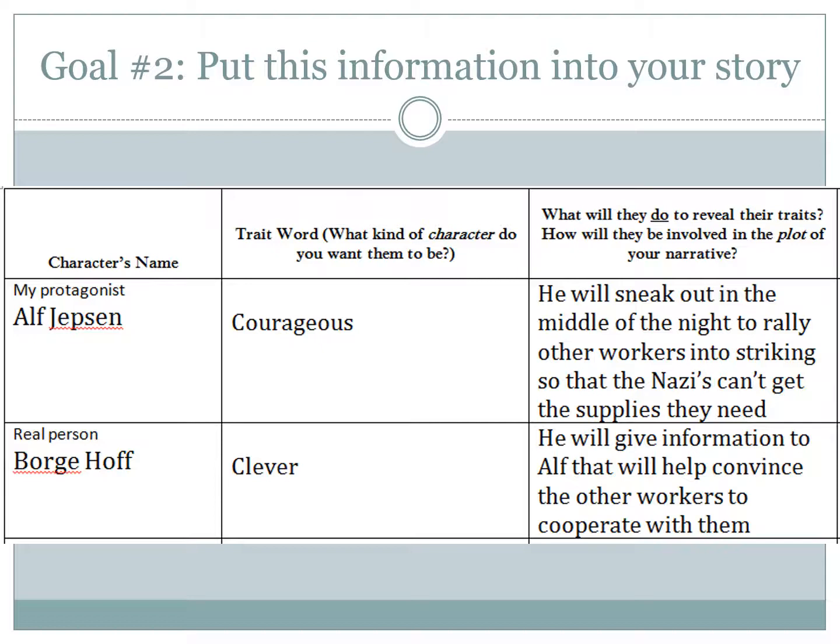This chart is from the character planning worksheet. In the first row, I talked more about my fictional courageous character. I decided to research Danish names and came up with Alf Jepsen. Even though Alf is a fictional character, I'm having him participate in a strike that actually happened in history. Borg Hoff is a minor character, so everything he does in the story is happening more in the background. Alf will be doing all the work, but he talks about Borg a lot.